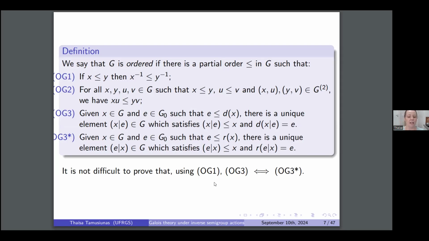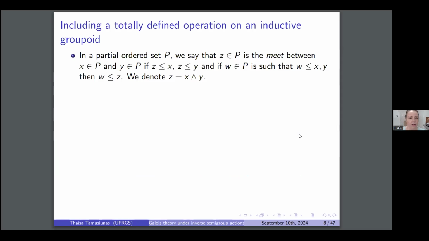Okay. Then using the first condition, we can prove that they are equivalent, 3 and 3 star. Okay. Now we are going to include a totally defined operation on an inductive groupoid, but I will define what an inductive groupoid means in a few moments.